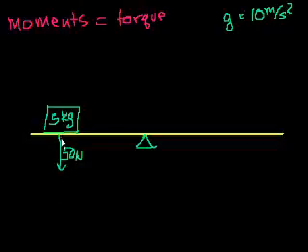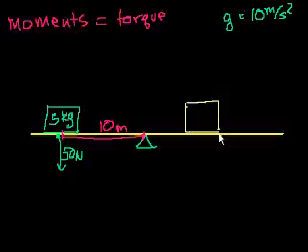And let's say that the moment arm distance, or the lever arm distance, right here is 10 meters. And let's say that I have another mass. Let's say I have a 10 kilogram mass. And I want to place it some distance d from the fulcrum, or from the axis of rotation, so that it completely balances this 5 kilogram mass.